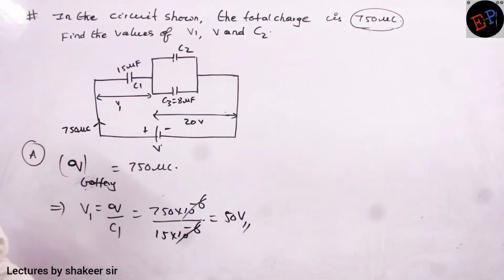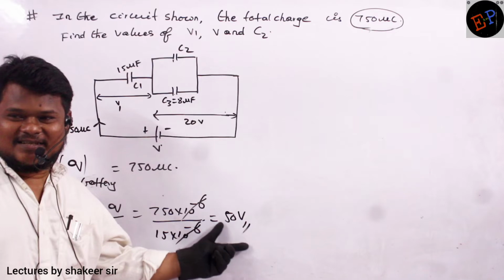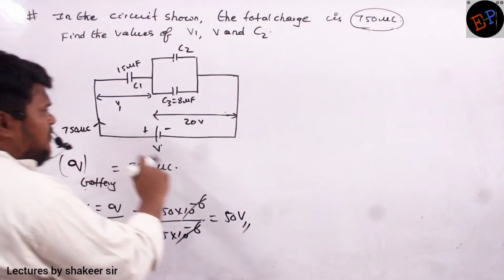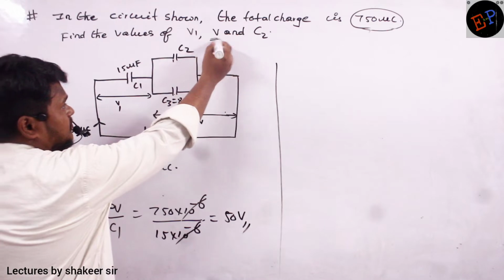You forget zero, and if you forget that, that's it. How can you forget that zero has no value? So 50 volts, this is the potential difference on the first capacitor. Clear? Now see, the V value I can calculate very easily. What is meant by V here?